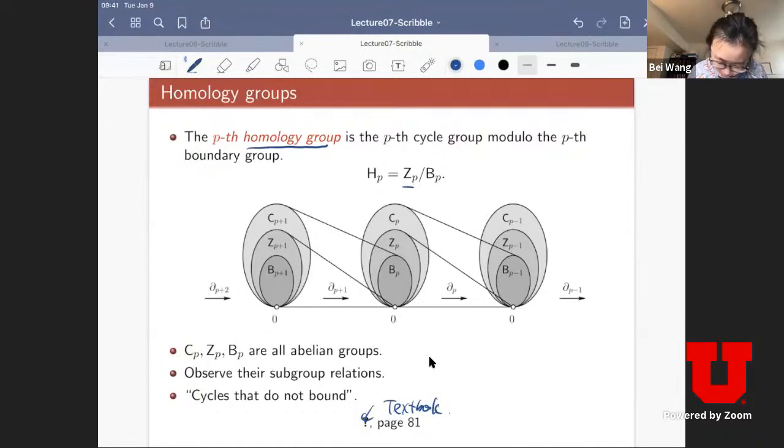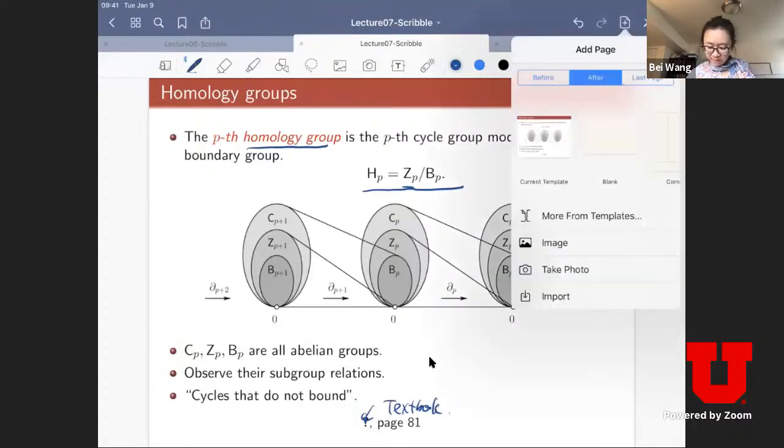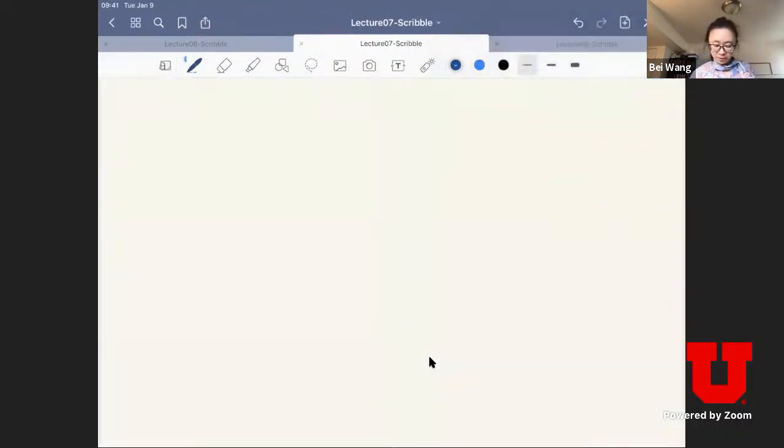Okay, and the p-th homology group is everything. This is what's called a modular or a quotient map. So this is saying that the p-th homology is the p-th cycle group modulo the p-th boundary group. Okay, so this is a lot to absorb. So if this is the first time you've ever seen this, don't panic yet, because we're going to dive into it, and we're going to dive into it to look at examples.